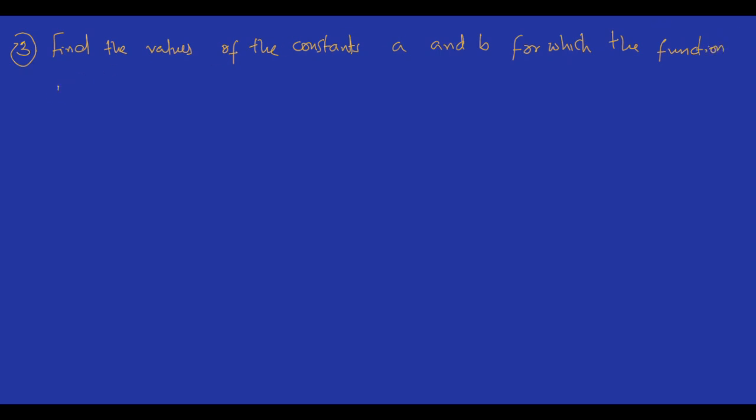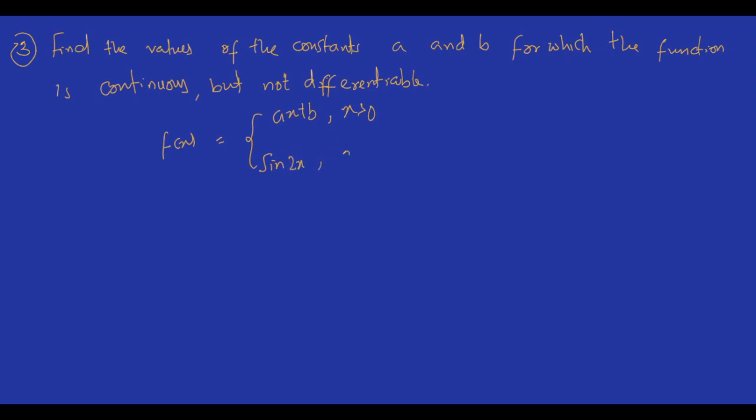So let's take a look at one more question. We're required to find the values of the constants a and b for which the function is continuous but not differentiable. Remember that all differentiable functions are continuous, but not all continuous functions are differentiable. So the function is given as follows: f of x is equal to ax plus b for x greater than 0 and is equal to sine 2x for x less than or equal to 0.